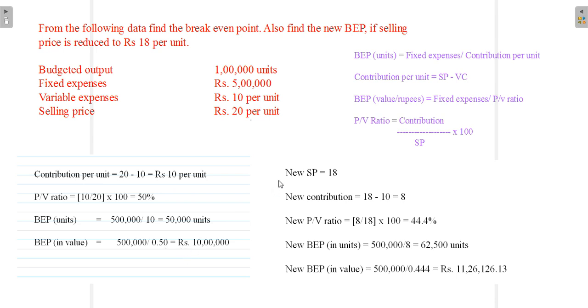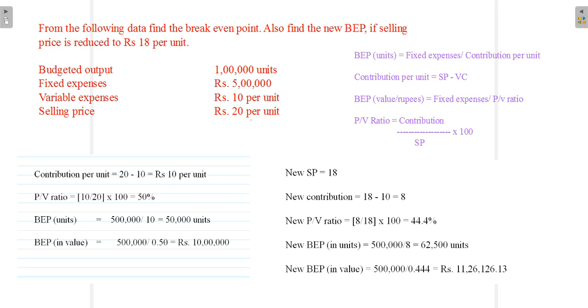To find the new BEP, if the selling price falls from 20 to 18 rupees, so the new selling price is 18, so the contribution will change from 18 minus 10, 8 rupees. The new PV ratio is contribution divided by selling price into 100. New break-even point in units is fixed cost divided by contribution, and in value fixed cost divided by PV ratio.